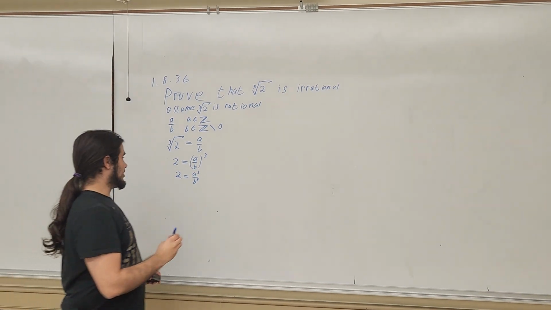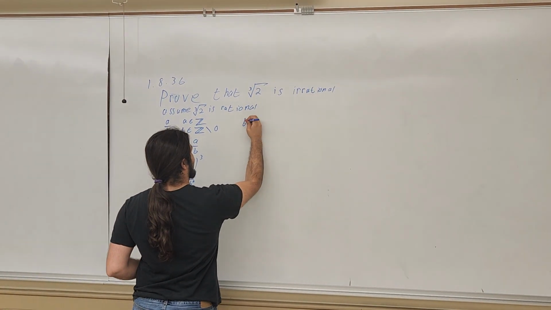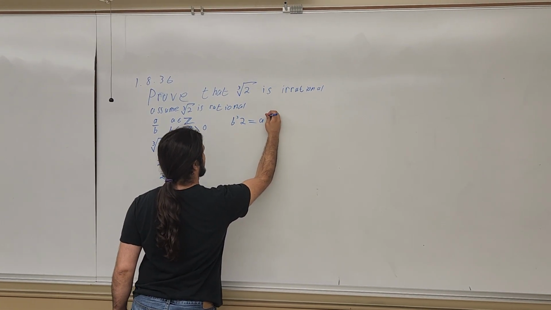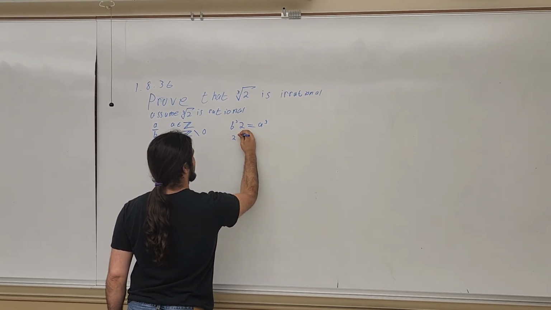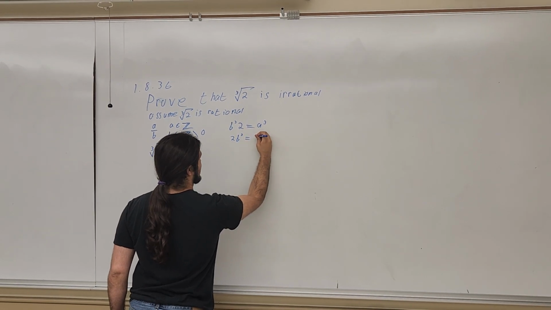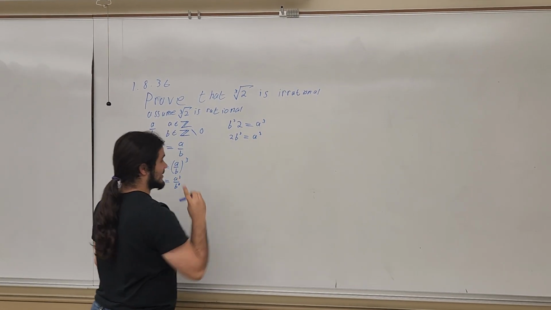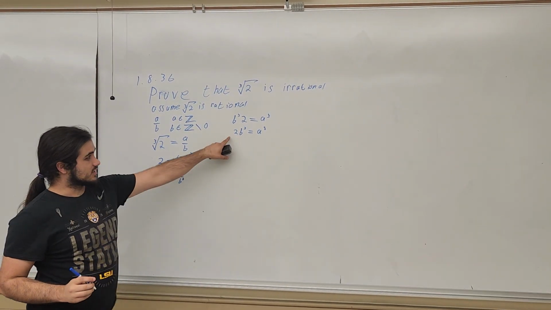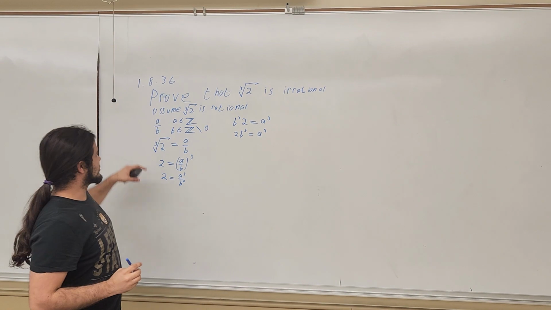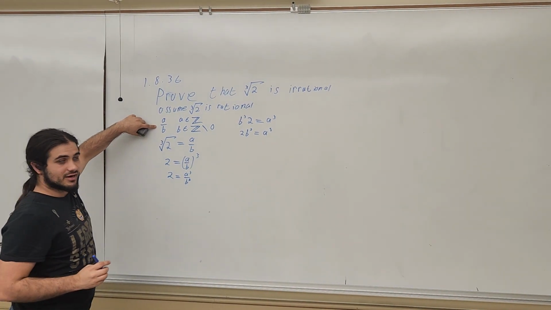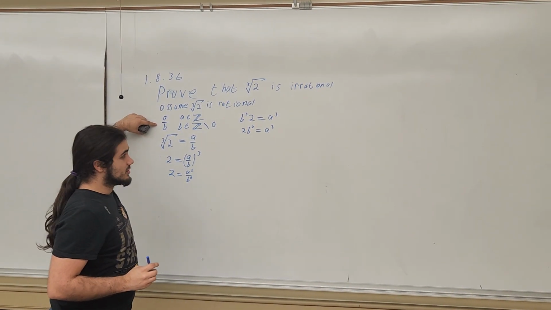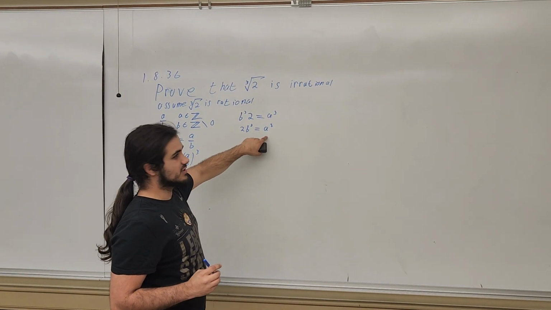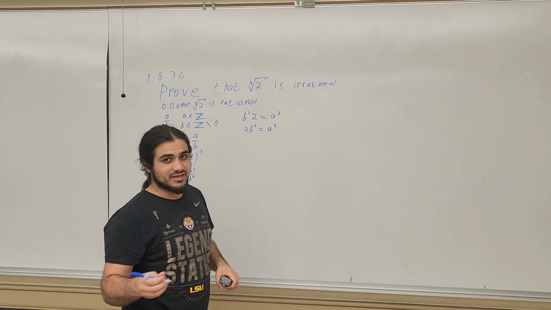Continuing to manipulate the formula, we get B cubed times 2 is equal to A cubed, which can also be written as 2B cubed is equal to A cubed. What's happening here is that this is a contradiction to our original point, because we assumed that A over B did not have any kind of common denominator. But in order for 2B cubed to be equal to A cubed, A must be an even number.